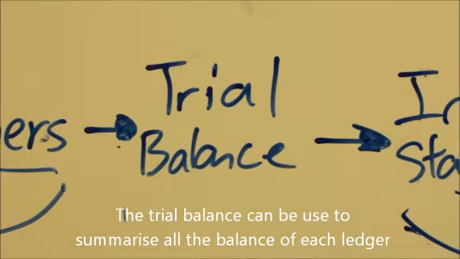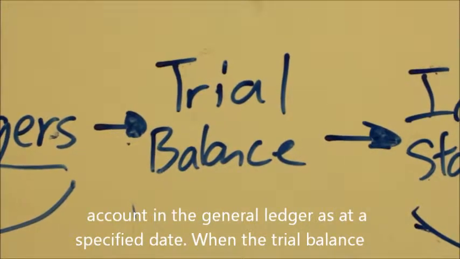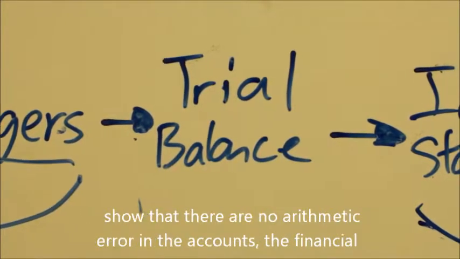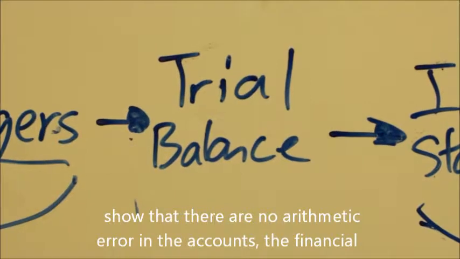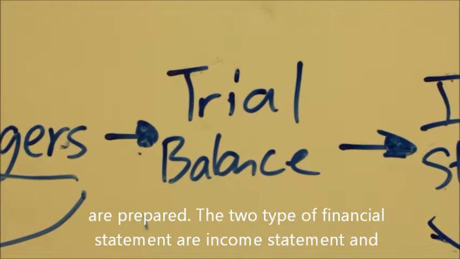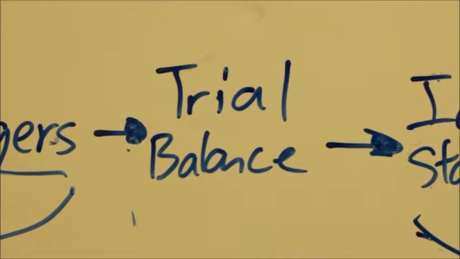The trial balance can be used to summarize all the balances of each ledger account in the general ledger as at a specific date. When the trial balance shows that there is no arithmetic error in the accounts, the financial statements are prepared. The two types of financial statement are the income statement and the balance sheet.